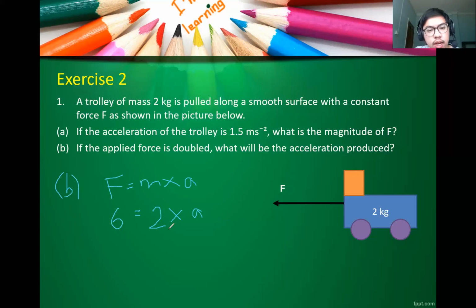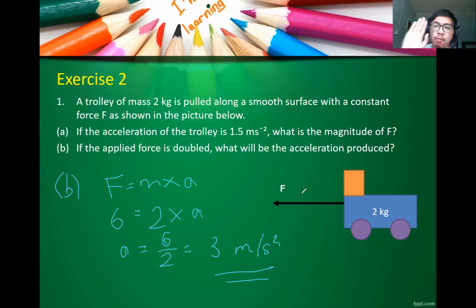Okay, so you rearrange this equation. So that will be equal to 6 divided by 2 in order to find the acceleration. And 6 divided by 2, that is 3. Okay, and the answer is 3 meters per second square. So if you double the force, you will also double the acceleration. So the acceleration before was 1.5. Now the acceleration is 3. Okay, that makes sense. You know, if you push something twice as strong, then it will become twice as fast, or the acceleration is twice as large.